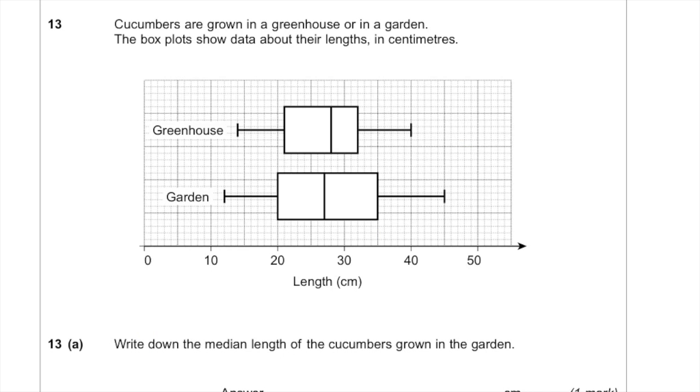Question 13. Cucumbers are grown in a greenhouse or in a garden. The box plots show data about their lengths in centimetres. 13, part A. Write down the median length of the cucumbers grown in the garden. So if we look at the garden, the median is represented by this line here, which, if we look at the scale very carefully, is 27 centimetres.